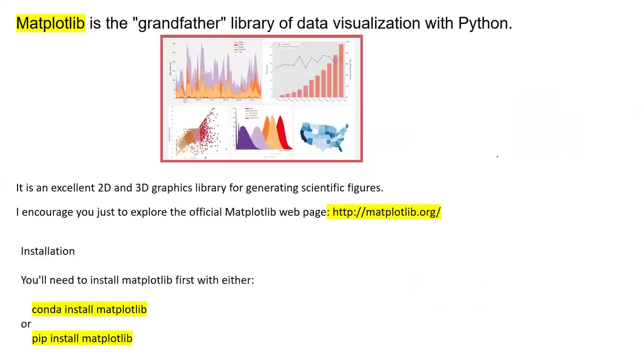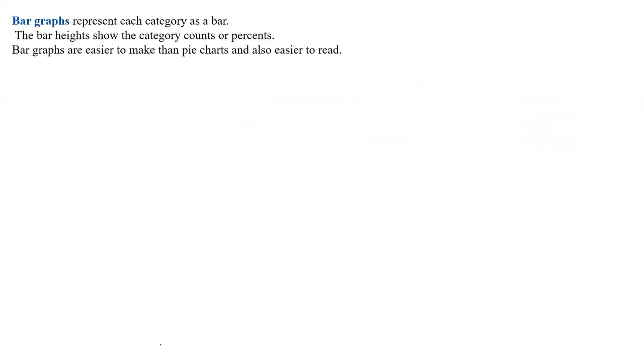In the first step, you're going to install matplotlib. So you either use conda install matplotlib or pip install matplotlib. Now let us go back to our example and try our best to graph this bar chart. But what is a bar chart? A bar chart or bar graph represents each category as a bar. It has a height. Each bar height shows the category counts or percent. Bar graphs are easier to make than pie charts because they're easier to read.